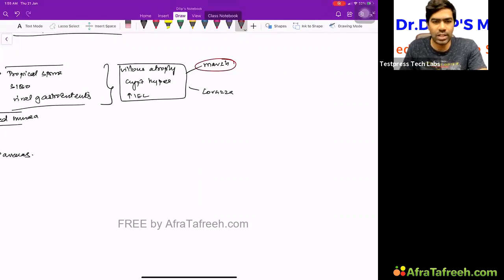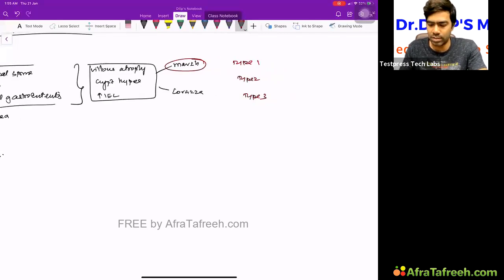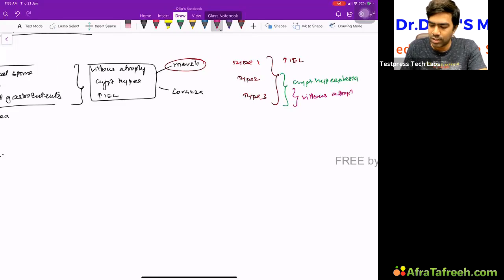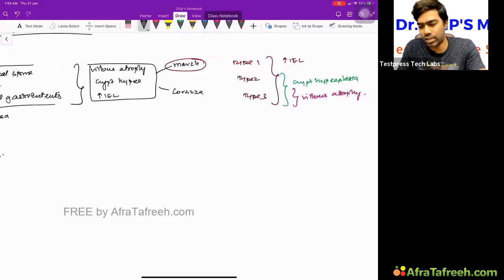So you have three types of Marsh: type 1, type 2, and type 3. In all three types, you will have increased intraepithelial lymphocytes. If you see crypt hyperplasia additionally, it is type 2. Crypt hyperplasia may be seen in type 2 and type 3. And if you see villus atrophy, that is definitely type 3. So in type 1, you will see only increased intraepithelial lymphocytes. In type 2, intraepithelial lymphocytes along with crypt hyperplasia. In type 3, increased intraepithelial lymphocytes with crypt hyperplasia and villus atrophy, which is not a feature of type 1 and type 2.